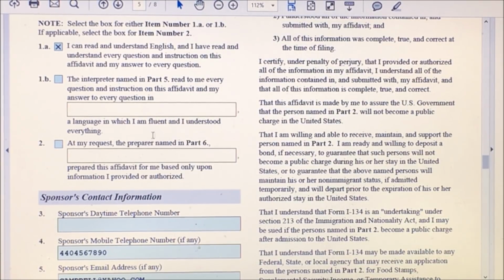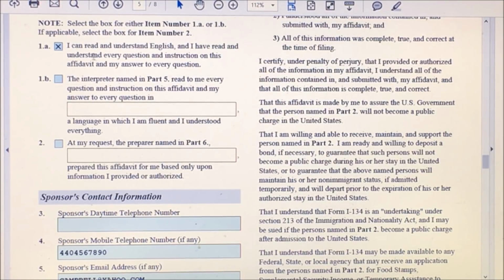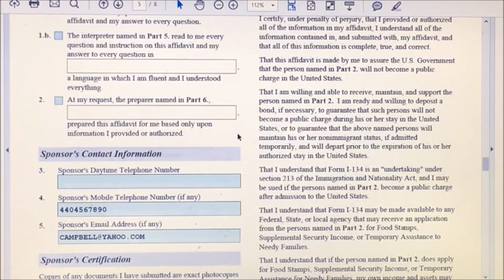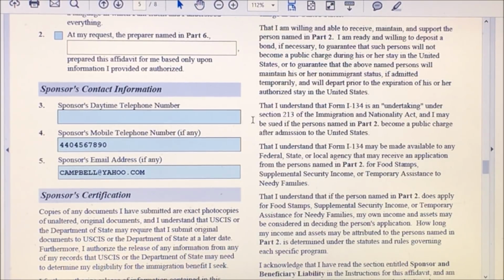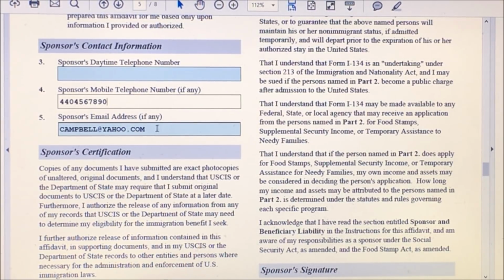Okay? Then there's another question in here. Read to me every question, instruction on this affidavit and my answer to questions in. Okay. So just click 1A. Okay, so sponsor's contact information, sponsor daytime telephone number. He doesn't have a telephone number in the house, so he only has the mobile telephone number. So just type it in here and then the sponsor's email address.